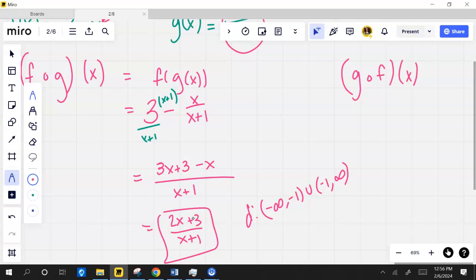Jared, go. 3x and 1 over x minus 1 plus 3. Cancel for that.